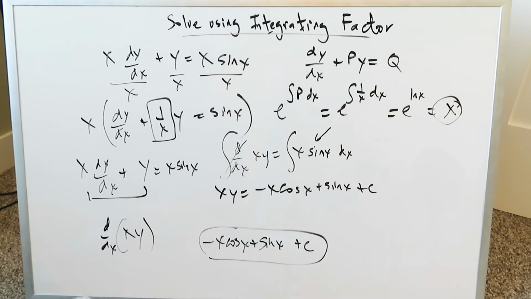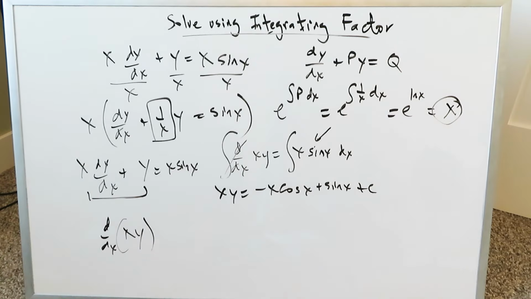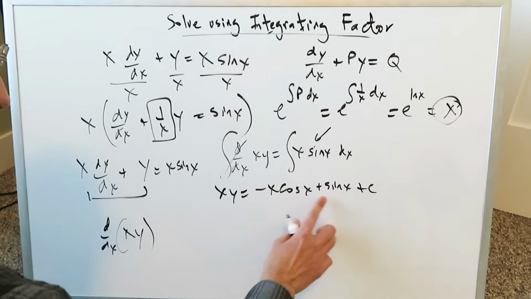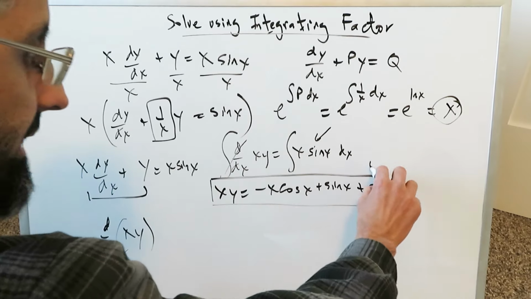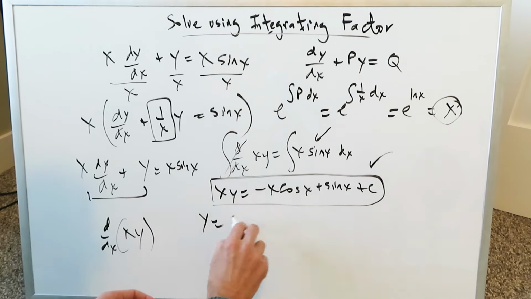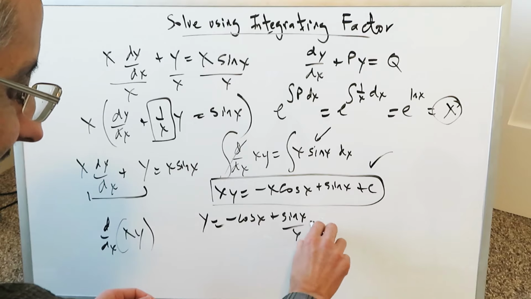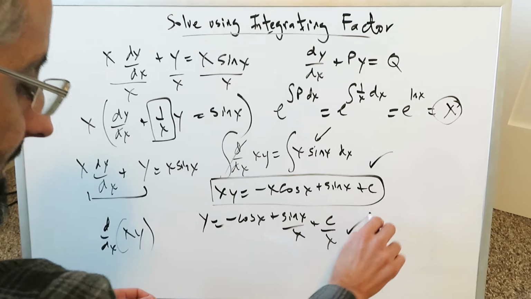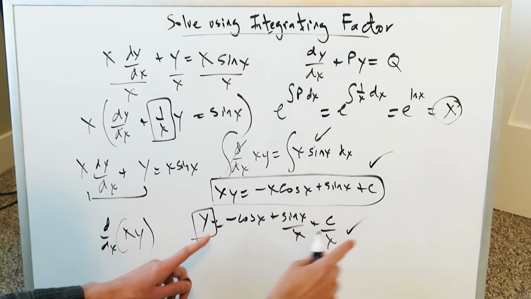If you want, you can stop right here. You don't have to progress further, but you can. You can write it as sine x minus x cosine x plus c. It's up to you, but this right here is a good final answer. Or you can just take the x to the other side and divide everything by x. You'll have minus cosine x plus sine x over x plus c over x. This is another good answer with regards specifically to y is equal to everything else.